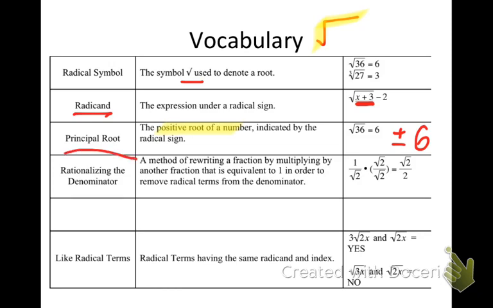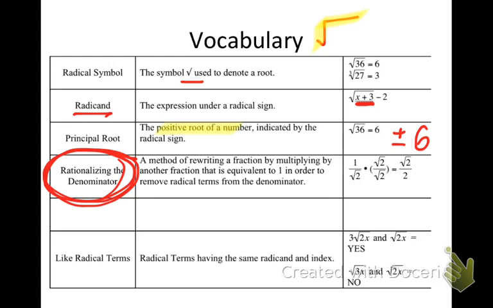Rationalizing the denominator. This is going to be the new thing for you today. This is going to be the hardest part we do today. Rationalize the denominator. There are weird little things in math. Like we talked about yesterday, what can you not have in a fraction? Decimal. Can't have a decimal in a fraction.